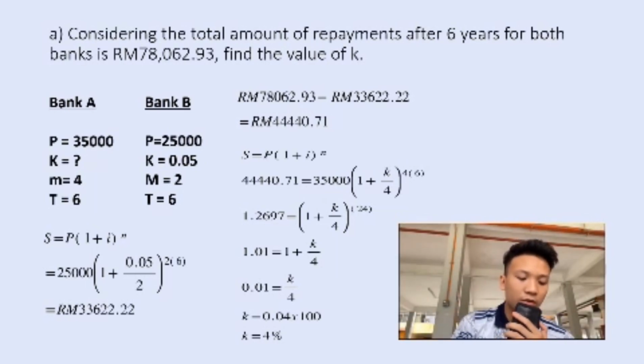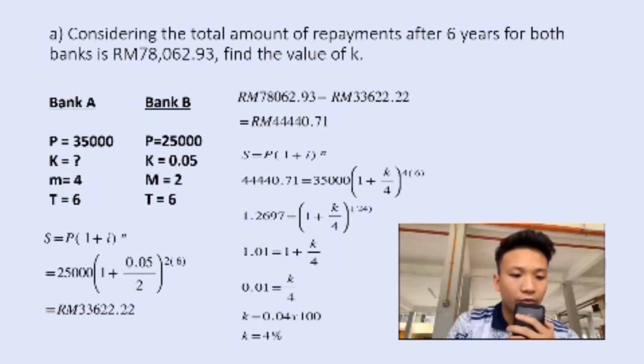This is the amount that Mr. Rizal has to pay to Bank B. Now we need to subtract it from the sum of the two banks earlier. So 78,062 ringgit and 93 cents minus 33,622 ringgit and 22 cents, and we will get 44,440 ringgit and 71 cents. This is the amount for Bank A.